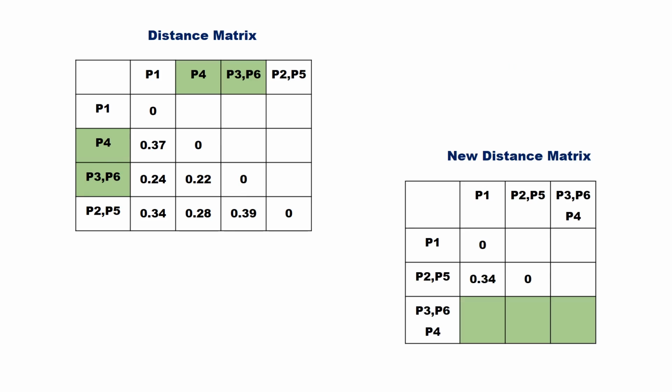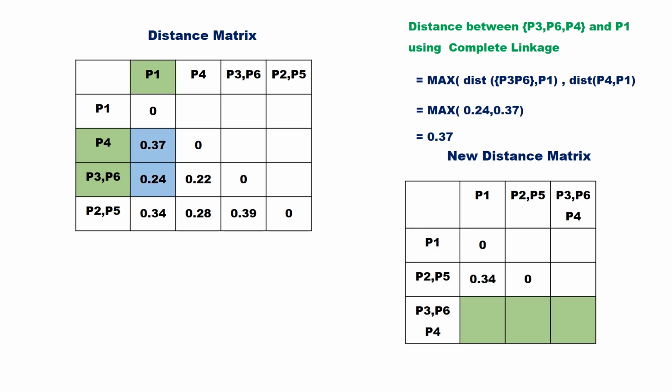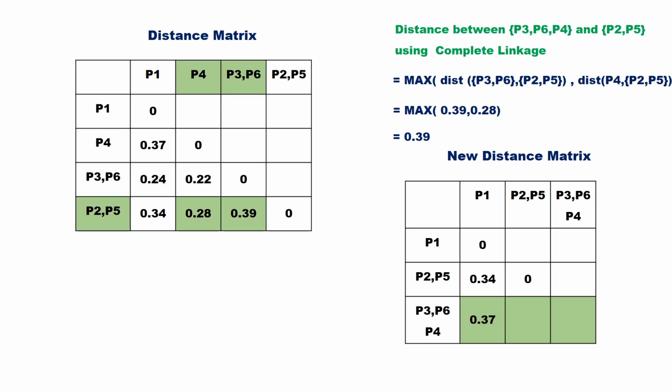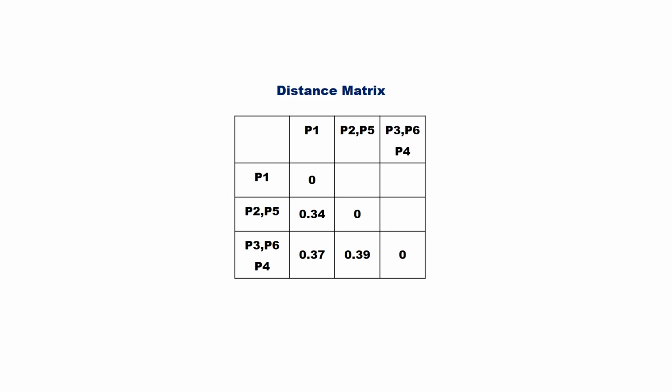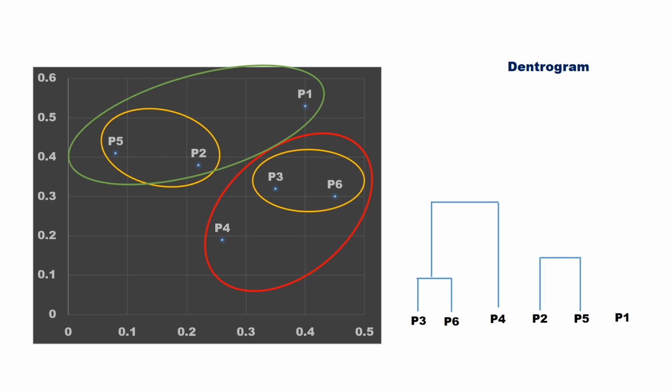Calculate the distance of other points to the new cluster. The distance between the new cluster and P1 is 0.37. The distance between the new cluster and the cluster P2, P5 is 0.39 and the last cell is 0. Here is the updated distance matrix. The smallest value is 0.34. It is the distance between the cluster P2, P5 and P1. Make the new cluster P2, P5, P1.